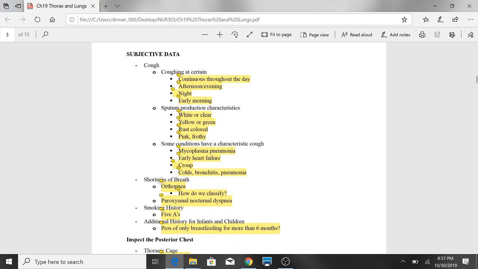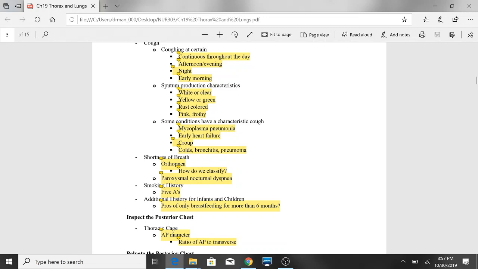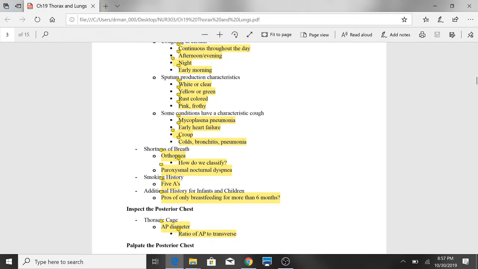Okay, shortness of breath. We're looking at orthopnea. Basically, it's difficulty breathing when lying down, and you classify it based on the number of pillows they need. You've got paroxysmal nocturnal dyspnea, waking up with shortness of breath in the middle of the night. You've got the smoking history, mainly the 5 A's: ask, advise, assess, assist, and arrange.